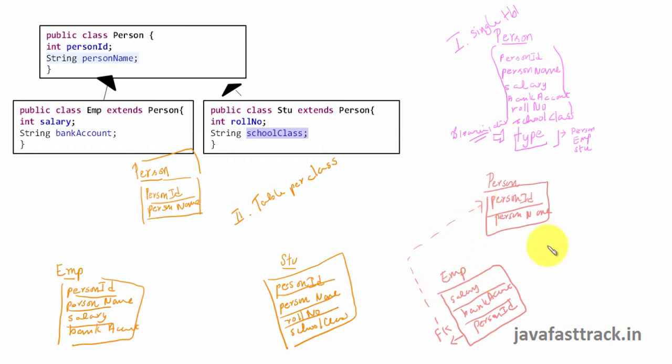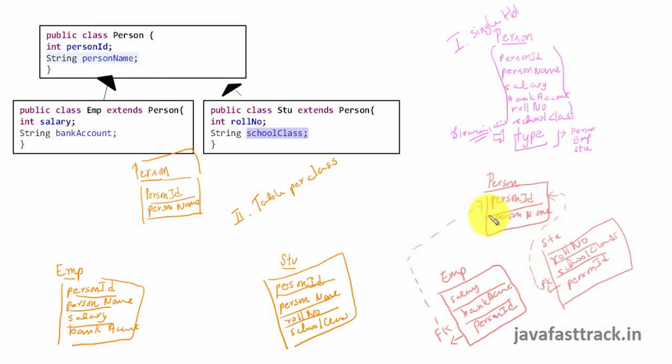Next we have student table. We'll have student related fields, roll number, school class. From the parent class, you don't have to repeat all the fields. You don't have to repeat person name and everything. You only need the person ID column here also. So now we have the student class with roll number, school class, and person ID. Person ID will be foreign key. Data for that will come from primary key of person table.